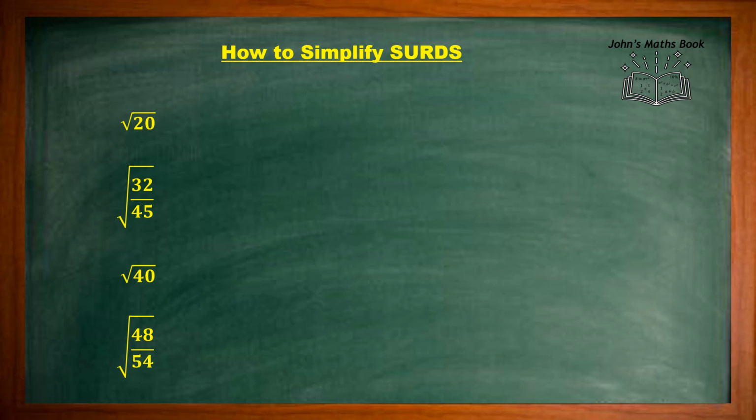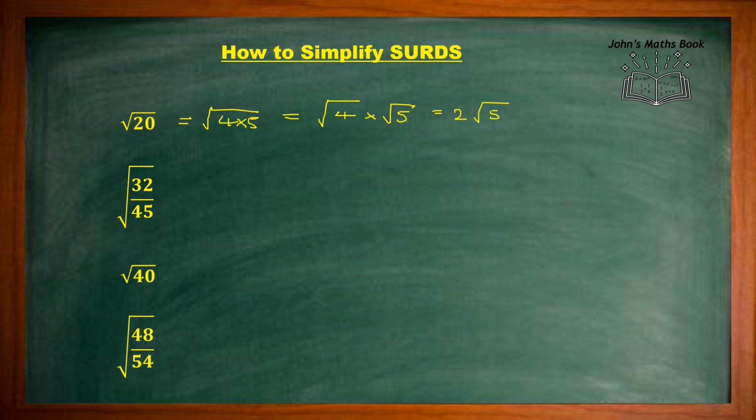So our first example is the square root of 20. So 20 has factors of 4 times 5. So factor pairs 4 times 5. So we can rewrite the square root of 20 as the square root of 4 times 5, which we can write as the square root of 4 times the square root of 5. Now we know that 4 is a perfect square, so we can actually take its square root. So we know the square root of 4 is 2. So this becomes 2 times square root of 5.